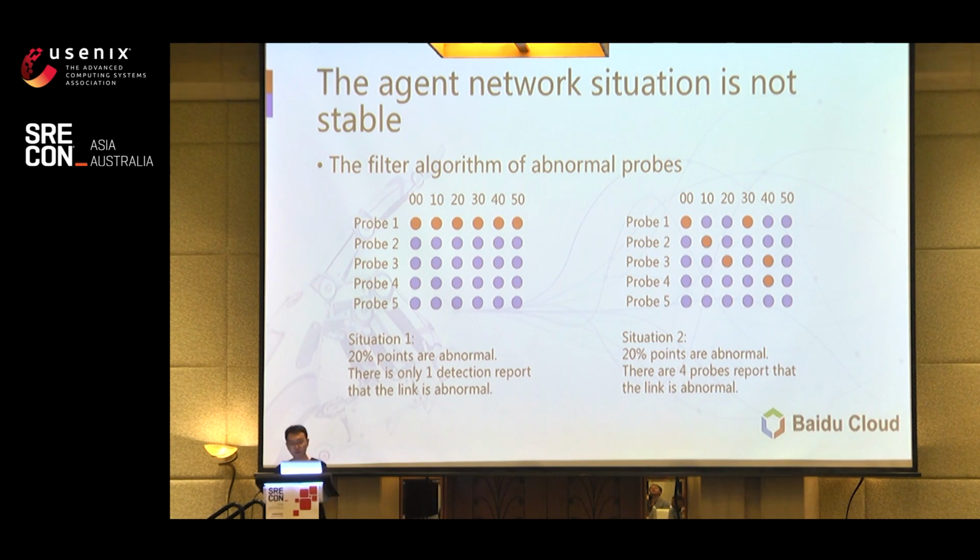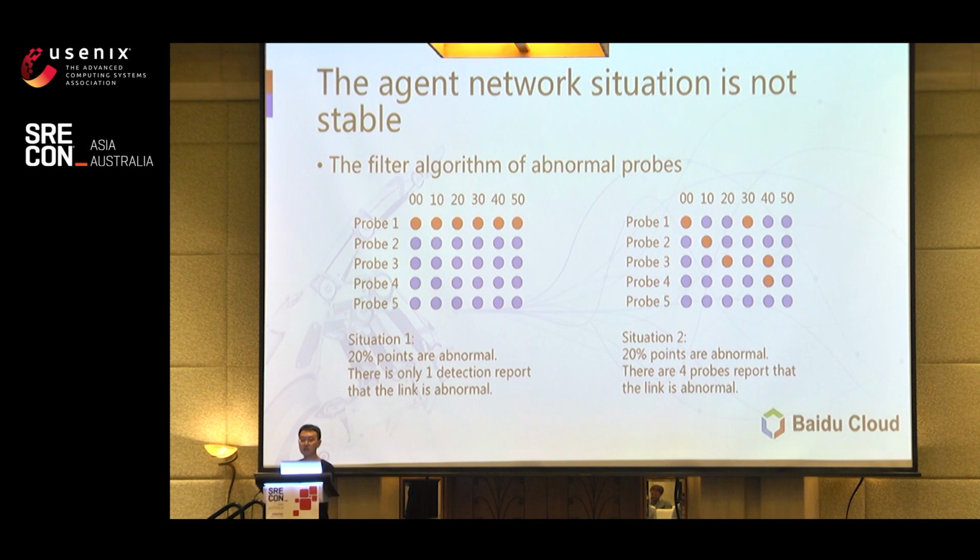So in the figure, we select 5 probes in the province. The 5 probes send HTTP requests to the data center every 10 seconds. In the figure, each dot is the detection result corresponding to one request. A red dot indicates that the probe request failed or timed out. A blue dot indicates that the request is normal.